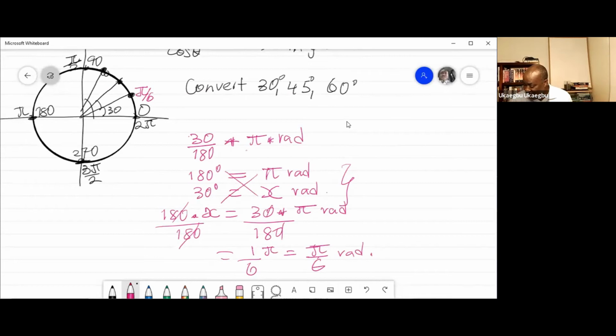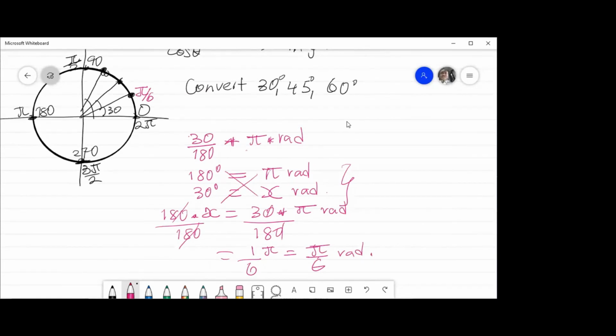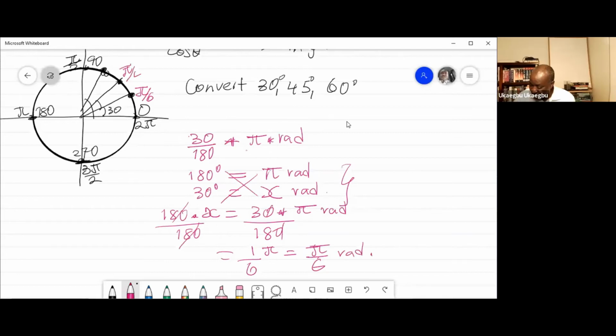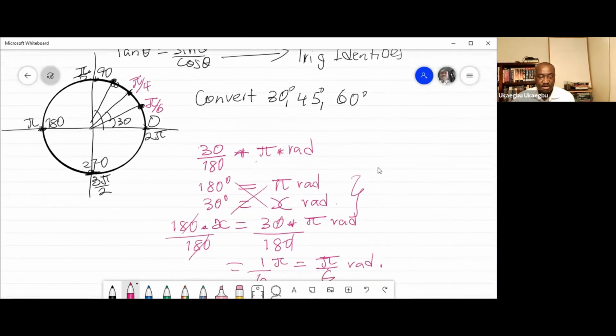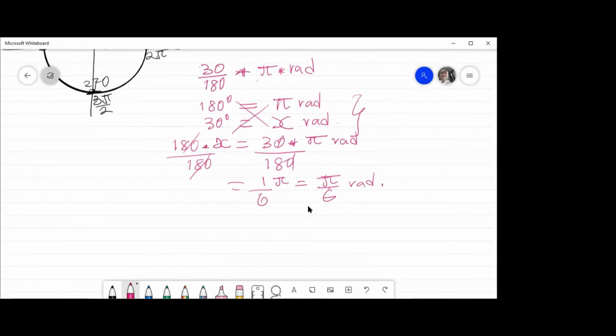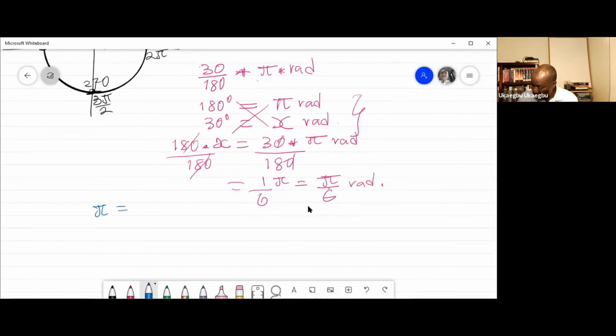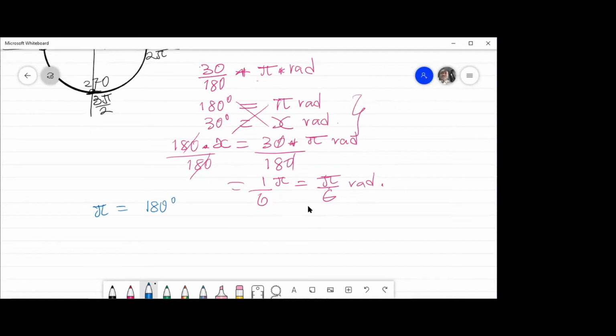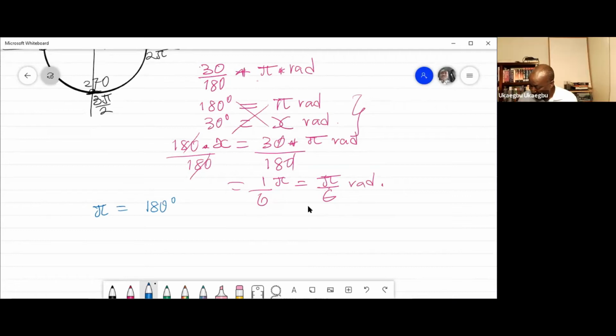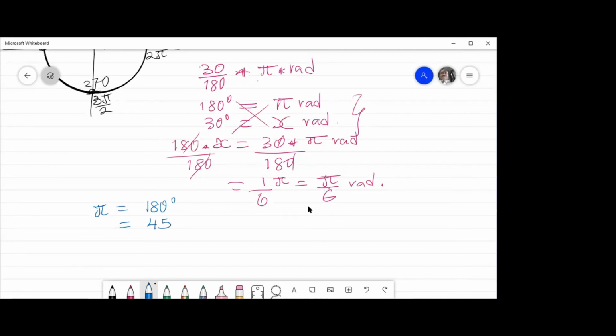How about 45 degrees? I got pi over 4. Somebody said pi over 4. Who agrees with that? Okay, explain your answer, please. I'm going to write exactly what you say. Since pi is equal to 180, I substitute. Okay, hold on. Pi is equal to 180 degrees. I substituted pi for 180, so I did 180 over x is equal to 45. Okay, so pi is equal to 180, and then you're looking for 45. So 180 divided by x is equal to 45.